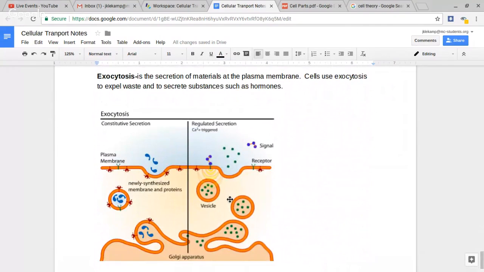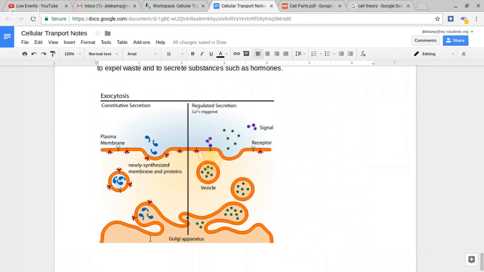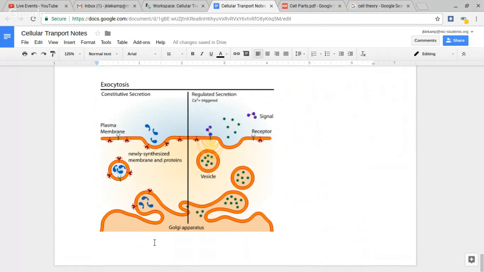Now, the opposite of endocytosis will be exocytosis. So it is actually the secretion at the plasma membrane site. And what we do is cells use exocytosis to expel waste and also to secrete substances, for instance, like hormones that our cell produces. These vesicles are put together again down here, as you can see, by the Golgi apparatus, and then sent out of the cell.